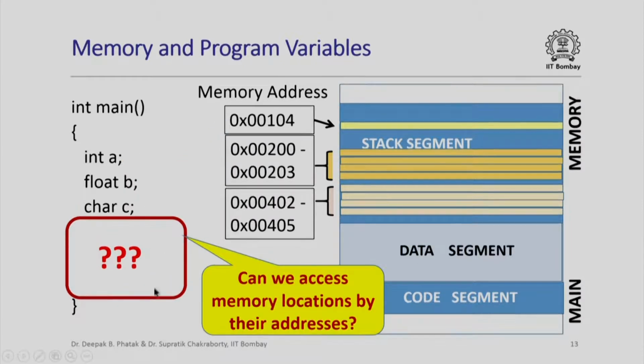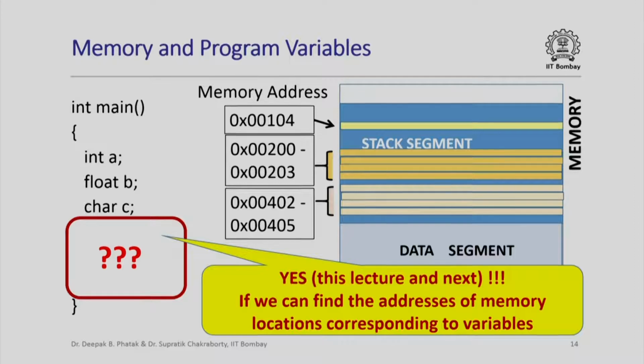So, one might ask, can we access memory locations not by the names of the corresponding variables but by their addresses, since they also have unique addresses? And what we want to see is how can we do this in C++, and this will be the primary motivation for us to study pointers in C++. Well, it turns out that yes, we can indeed access memory locations by their addresses, and we will see how to do that in this lecture and the next.